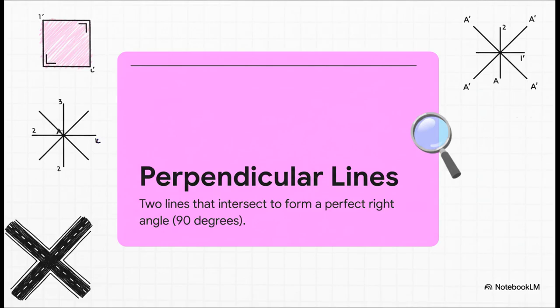And then on the other side, you've got perpendicular lines. Now these lines definitely meet, and when they do, they cross in a very specific way. They form a perfect 90-degree right angle. Think about the corner of a square, or where two streets intersect perfectly. That sharp, clean corner, that's the signature of perpendicular lines.